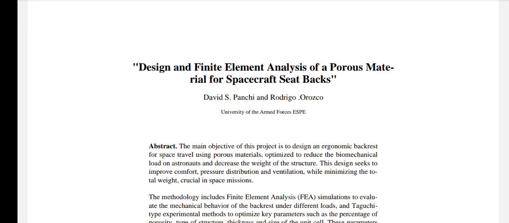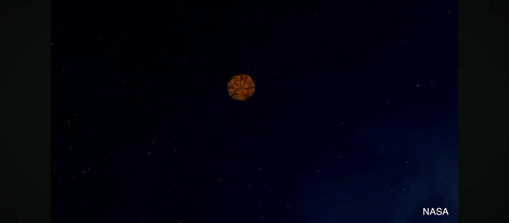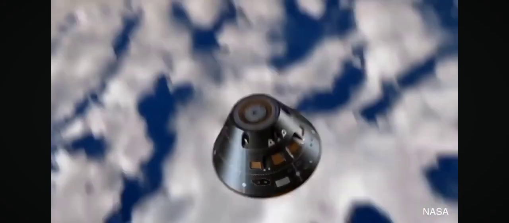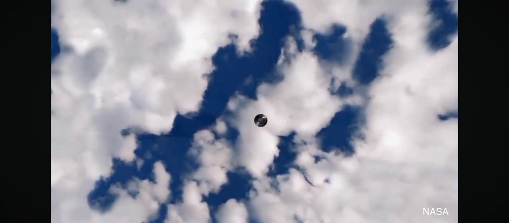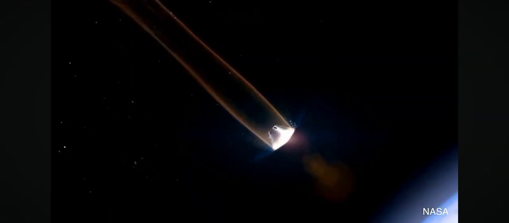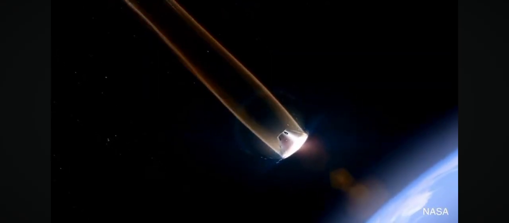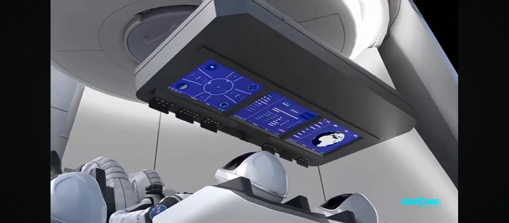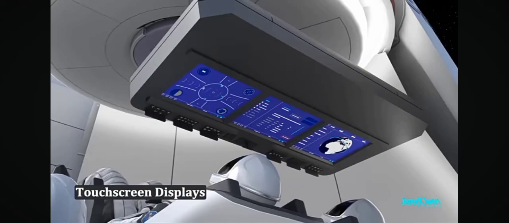In the following video, we are going to observe the design and analysis of finite elements of porous materials applied in the space field. The Crew Exploration Vehicle called Orion, developed by NASA, allows astronauts to be taken beyond low Earth orbit. This vehicle, during its descent, is subjected to multiple forces and effects. But what we are going to focus on is the G-force suffered by the astronauts inside the vehicle.